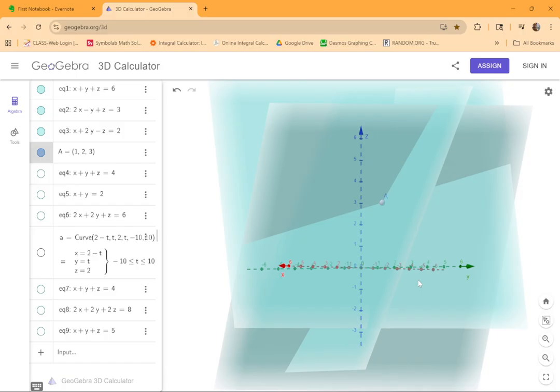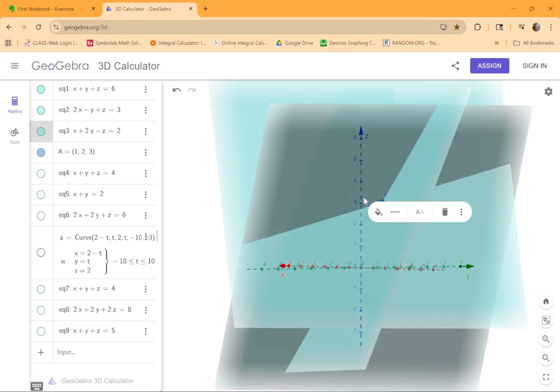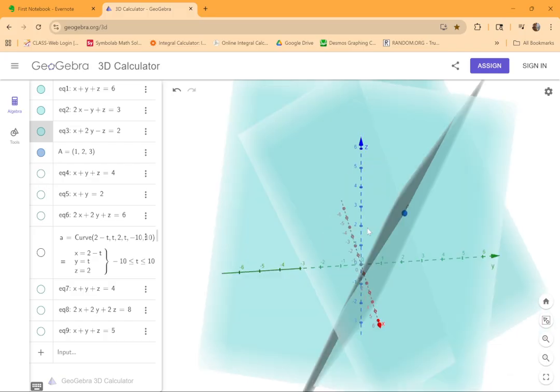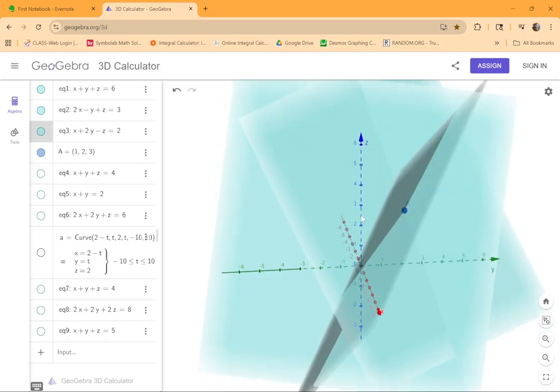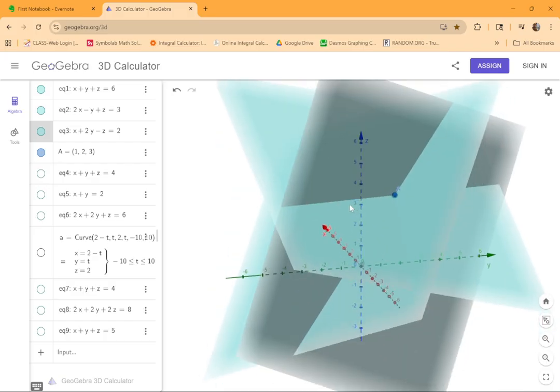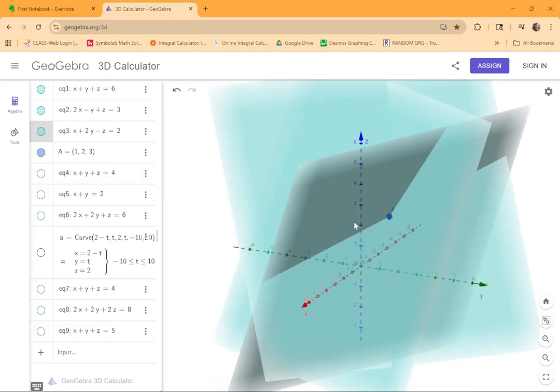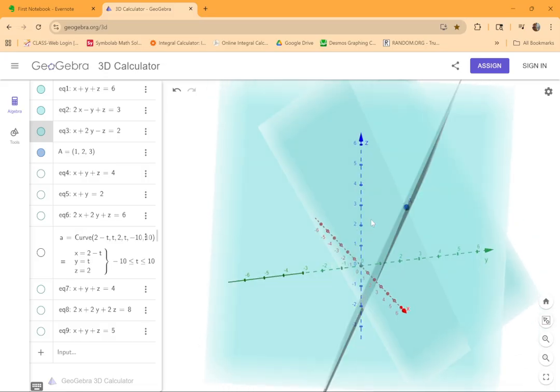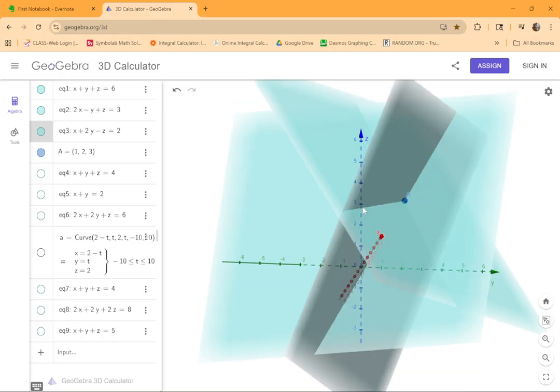They're not parallel, and they're not even perpendicular to each other, but they do intersect. This is the case where we have exactly one, unique solution, and you can see it there: point A is the point (1, 2, 3). So now we can see what a system that has a unique solution looks like.